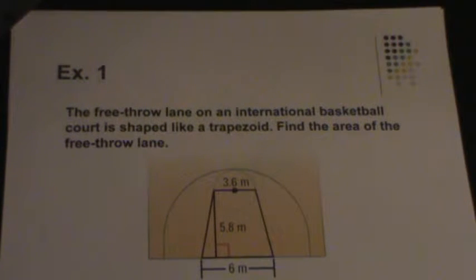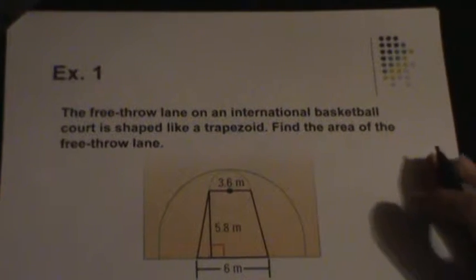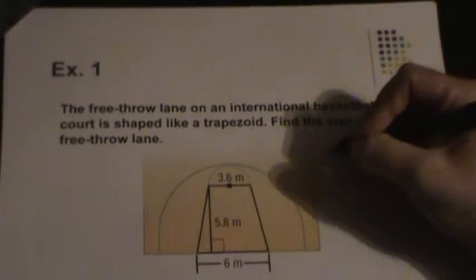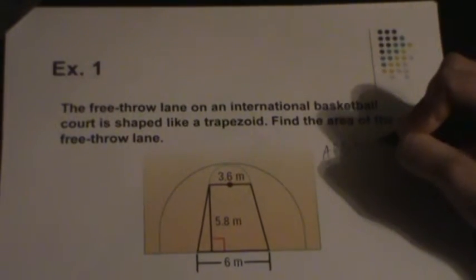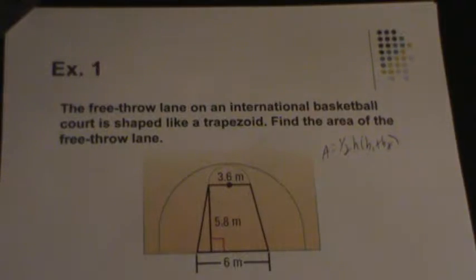Our first example here, we have the free throw lane on an international basketball court is shaped like a trapezoid. Find the area of the free throw lane. So we're looking at a trapezoid. We're going to write down our formula. Area equals 1/2 times the height times base 1 plus base 2.